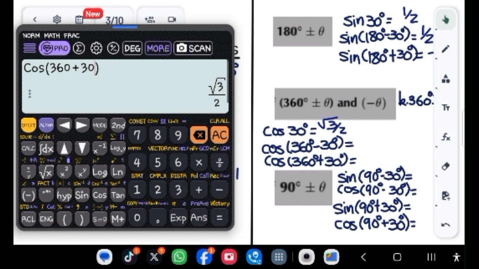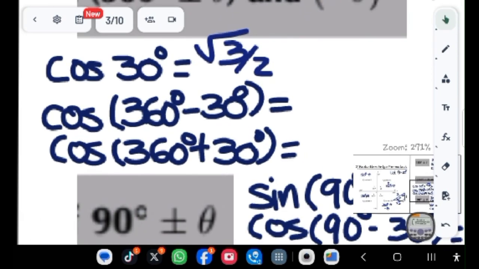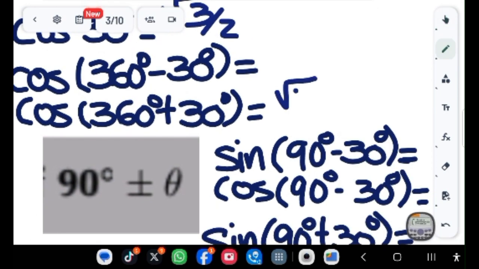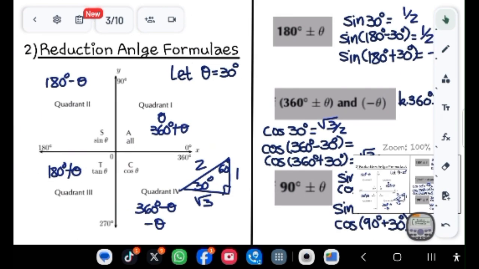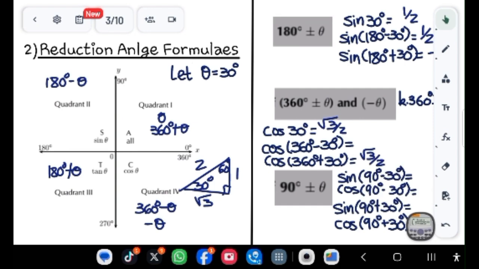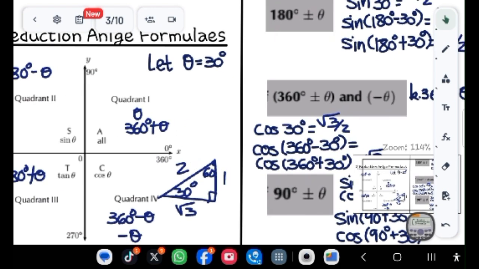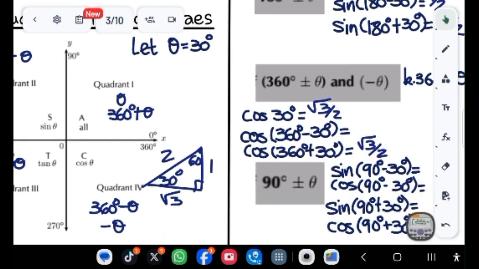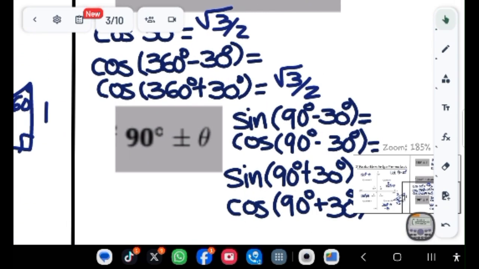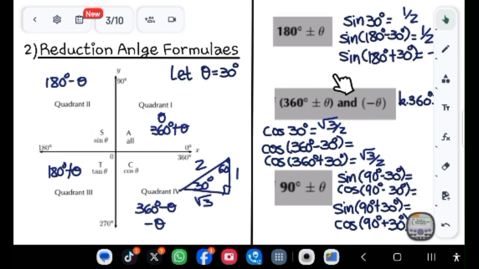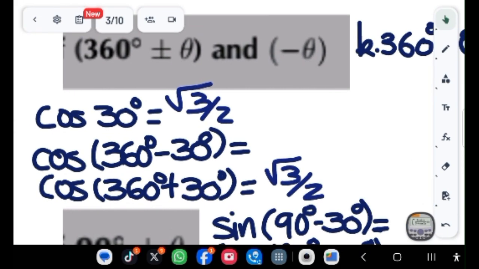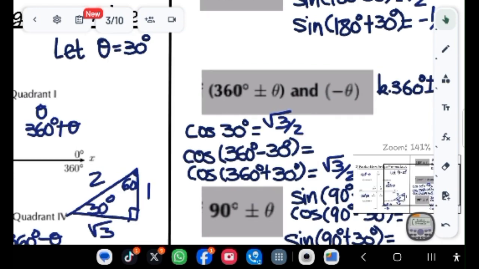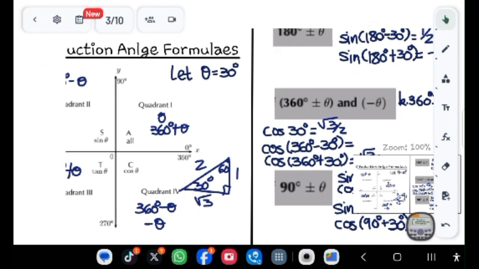It lands us in the first quadrant, so it is positive. Same value as that of cos of theta, and positive because cos is positive in that quadrant, like all the other trigonometric ratios. That's how you navigate the CAST diagram when you're reducing angles. Now let's look at the last bit. Notice that the only thing that changes here is the sign. It can either be positive or negative. That's all that changes. Don't believe me? Let's look at 360 minus 30.